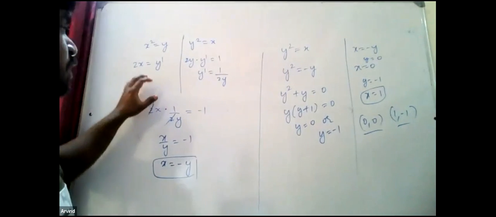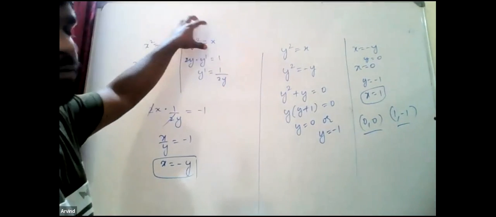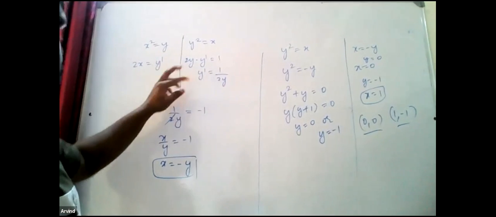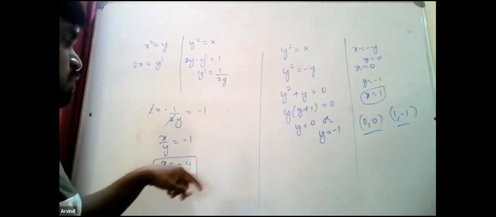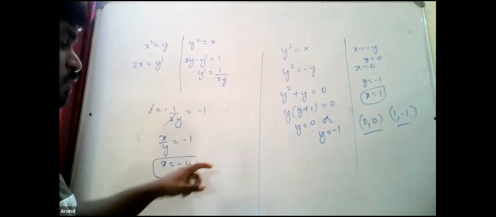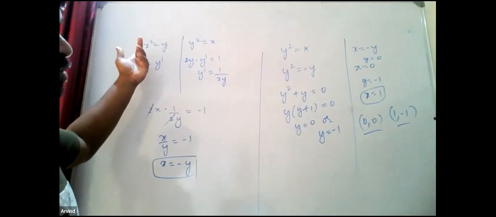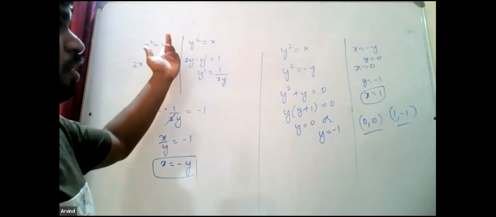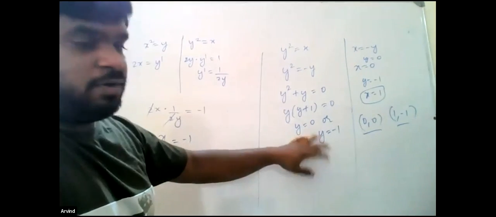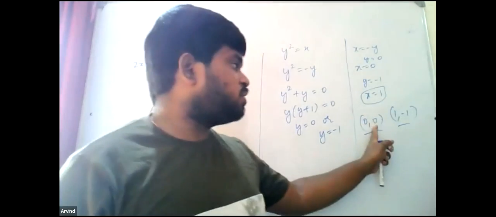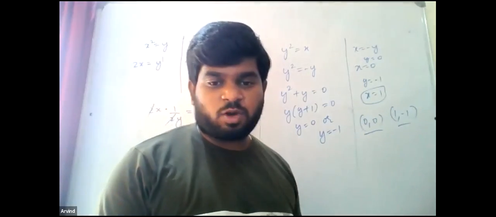So I'll simply repeat it. The curves are given, find the slopes. We found the slopes. Since they are orthogonal, if you multiply the slopes, you should get minus 1. So 2x into 1 by 2y is equal to minus 1. Therefore, I got x is equal to minus y. Substitute in either equation, and you will get the values of y. Once you get the values of y, you can find the values of x. So we have got two points, 0, 0 and 1, minus 1. Depending on the option, we have to select.